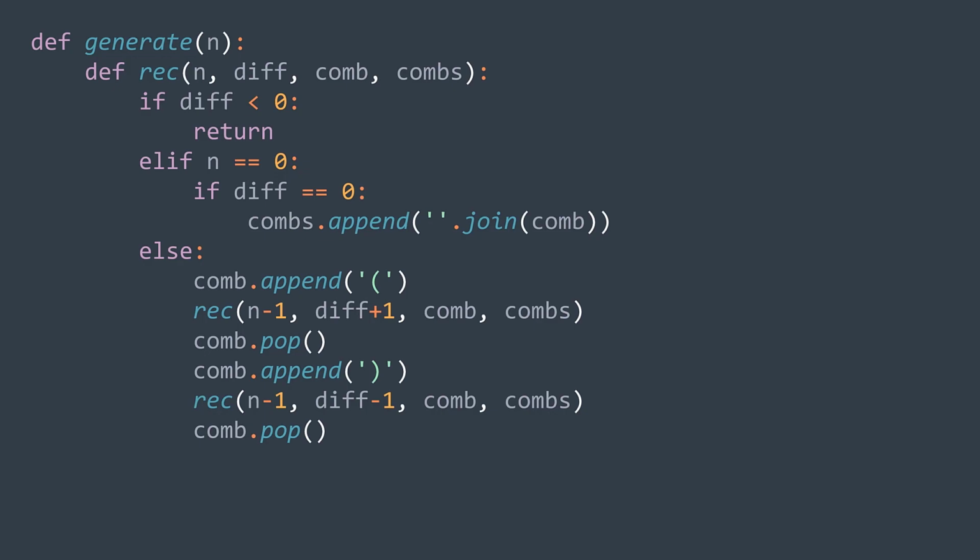By the way, we can even optimize a little bit by directly returning if diff is greater than n, because if it's the case, it means that we don't have enough remaining parentheses to close all our opening parentheses. Diff is greater than n, so we just return.